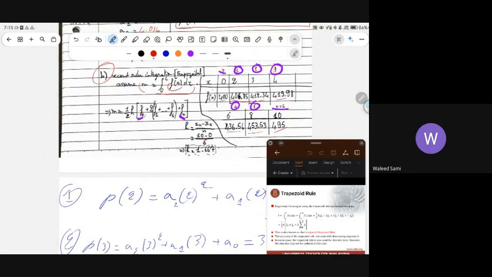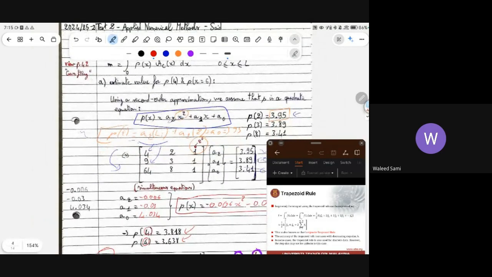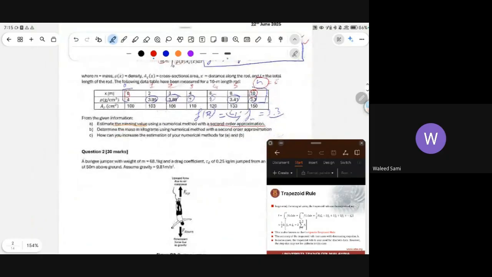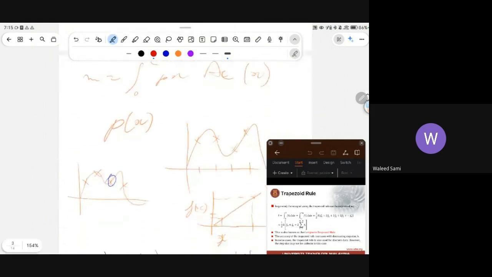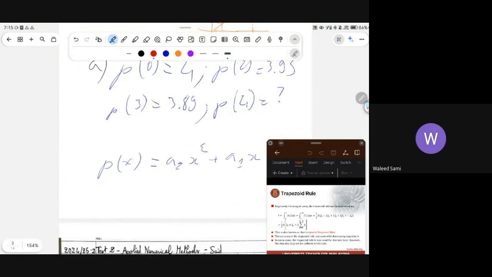I have a question also on part 1. They ask to estimate the missing value using numerical method with second order approximation. So we need to find the equation first for the second order, and then do the regression, interpolation? No regression, no interpolation. Be careful. Be smart. If they don't ask for regression or interpolation, just go for simultaneous equations and solve them. No need for regression.